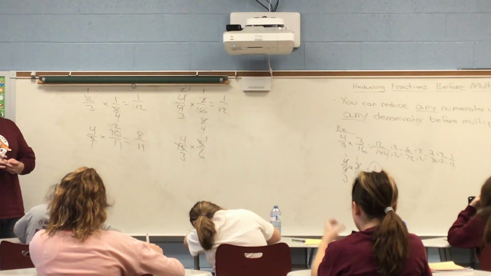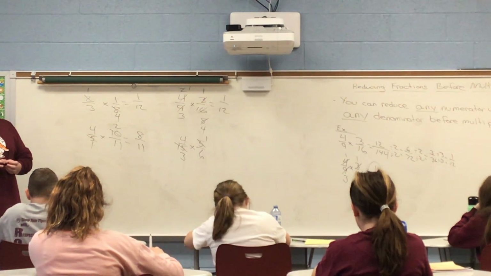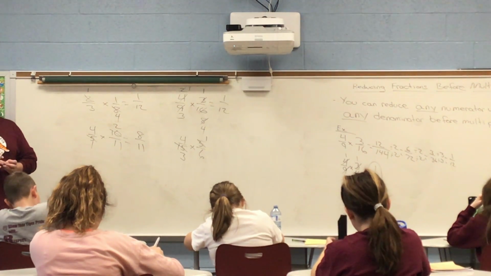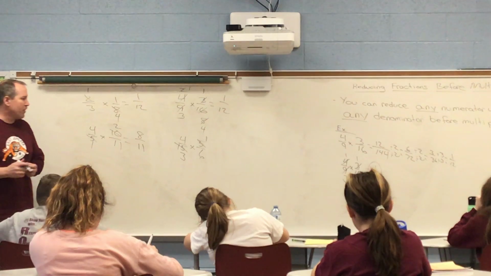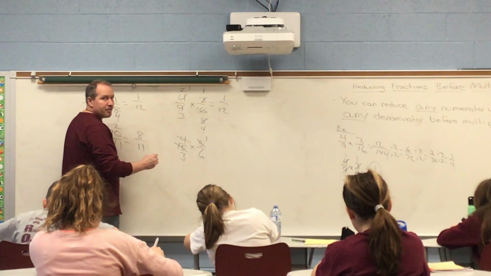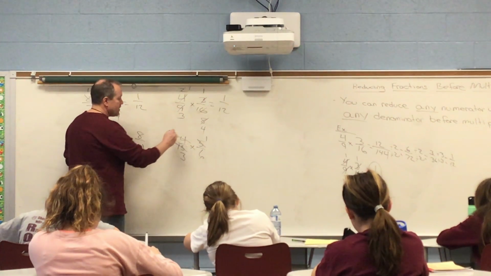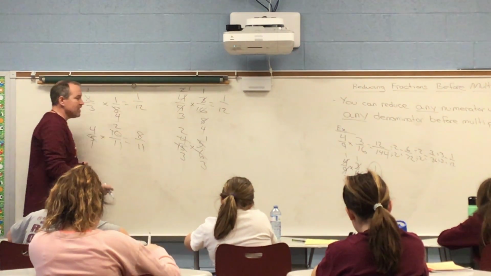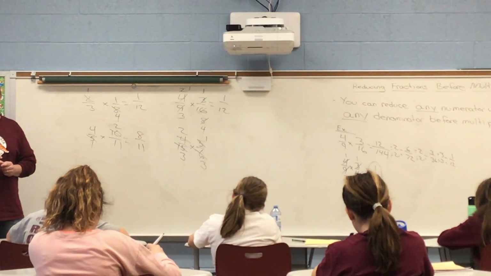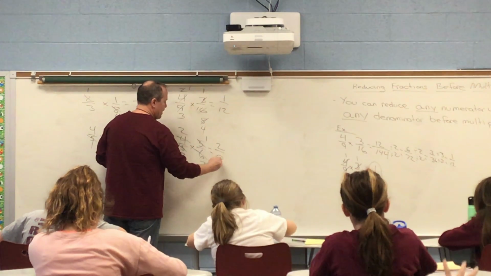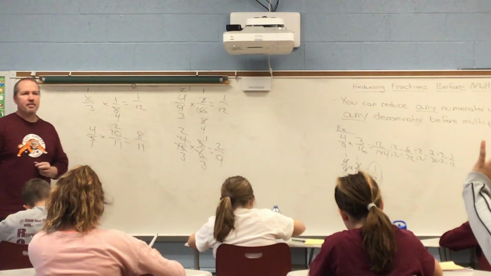Anything else we can reduce? Rebecca, 4 and 6, divide them both by? 2. Divide them both by 2. 4 divided by 2 is? 2. 6 divided by 2 is? 3. Is there anything else we can reduce? Next, you multiply top times top is 2, bottom times bottom is 9, giving you 2/9.